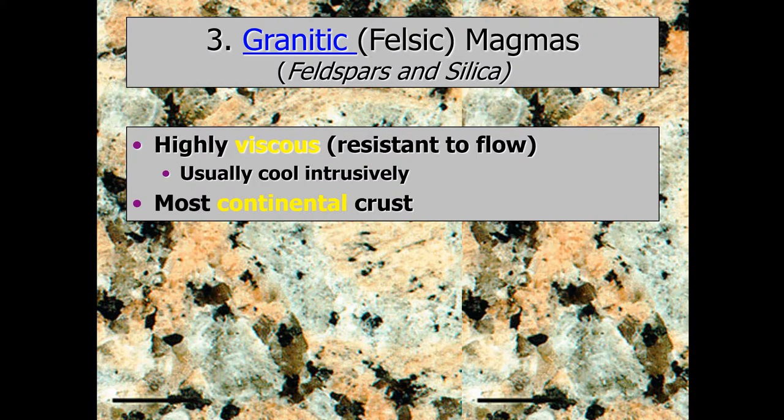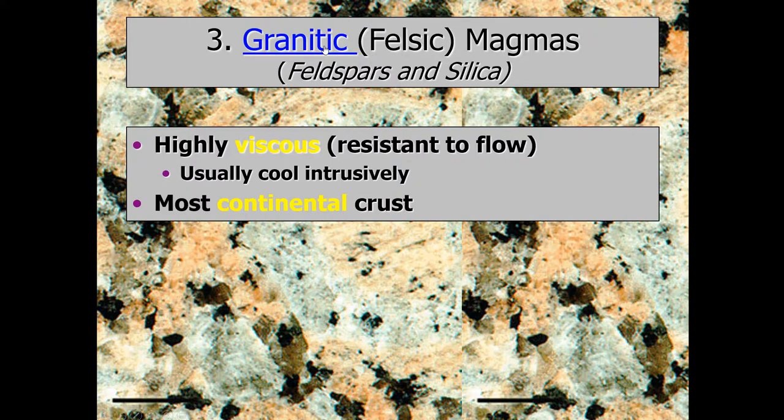When you think about big old mountain chains like the Appalachian Mountains on the east coast of North America, or the Sierra Nevadas where Yosemite National Park is located, that's where you have huge volumes of granitic magma that cooled inside the earth. And when it cools inside the earth, it forms a rock called granite, which we'll see in lab if we haven't already.